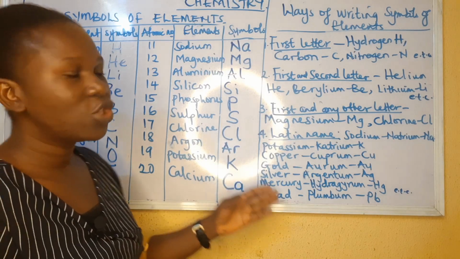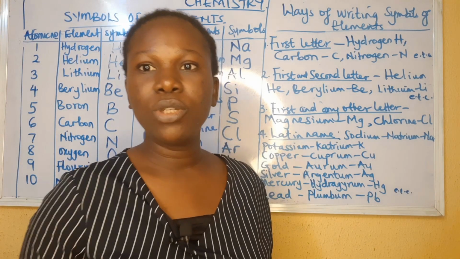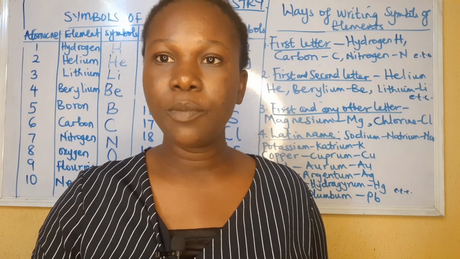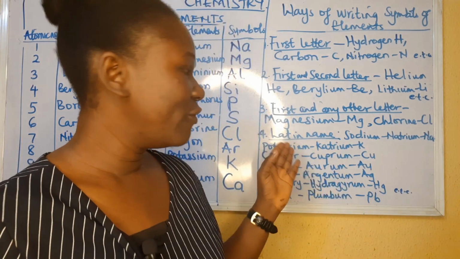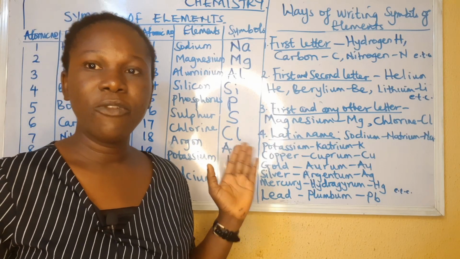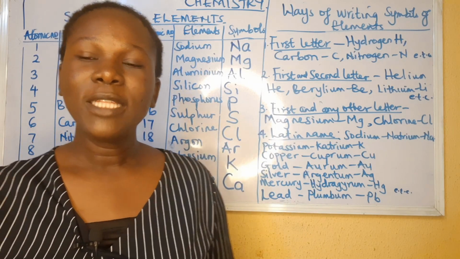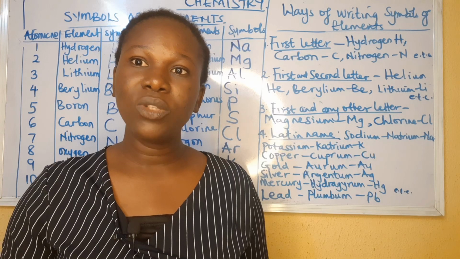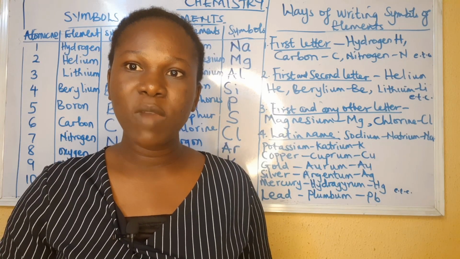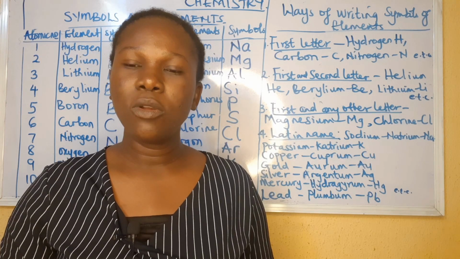I hope with this short video, you will be able to write symbols of elements. We have over 100 elements in the periodic table, and we've just picked the first 20 here to represent my teachings. If you would like to get more videos and learn more about writing chemical equations, just follow the series of my videos. I'm going to be dropping some videos.